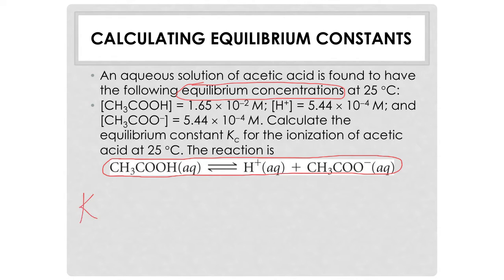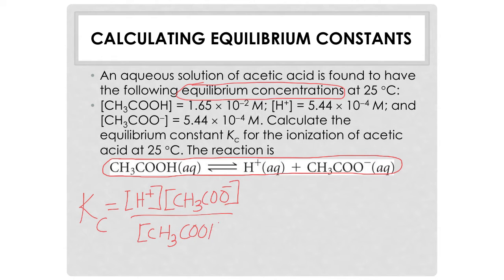So first thing we are going to start with is writing out the K expression. K is products over reactants. So it would be the concentration of the hydrogen ion times the concentration of the acetate ion, all over the concentration of the acetic acid. Okay, then from the problem, we can plug those values in.